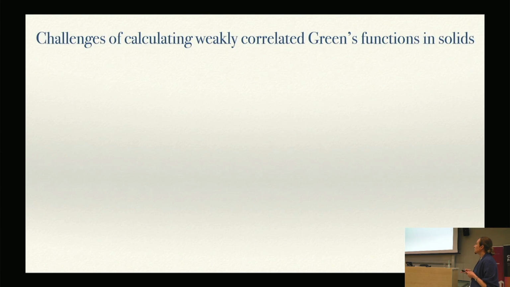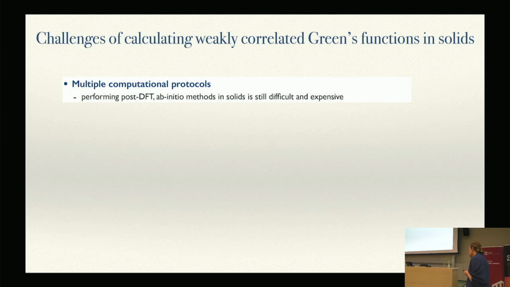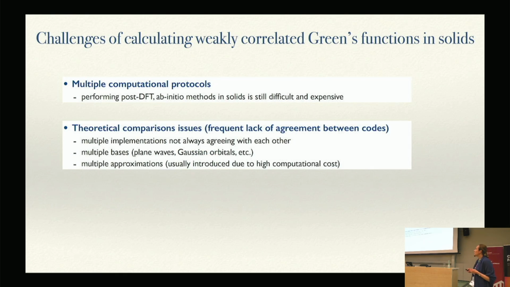So one has to introduce some kind of approximations. And these approximations in evaluating this expression lead to many of these misconceptions or disagreements, because there is no single way people introduce this approximation. Everybody has their own preferred way, not always described. That leads to multiple computational protocols in post-DFT calculations for solids, usually due to expense. One has multiple bases, because one can use plane waves or Gaussian orbitals. So these implementations do not always agree with each other.